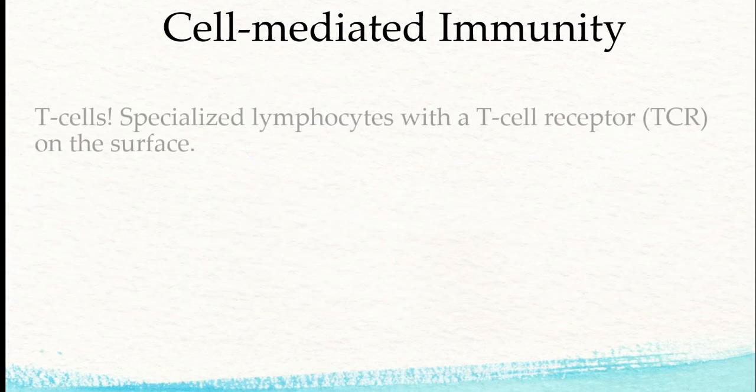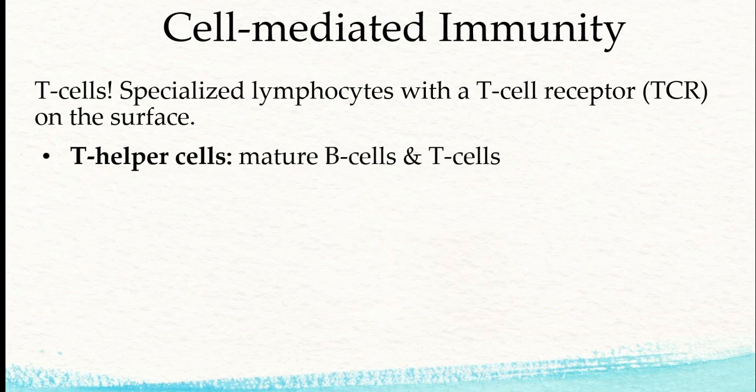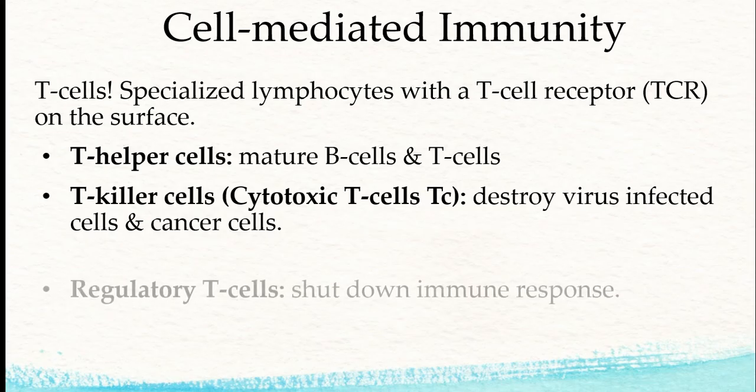All right, cell-mediated immunity, T cells, yay. These are specialized lymphocytes with T cell receptors, TCR, on the surface. We have helper cells. I believe one of the videos talked about that. Our mature B cells and the T cells are considered T helper cells. We already talked about the T killer cells. Another word we can use for them is cytotoxic T cells. Cytotoxic means it's toxic to the cells, right? So it's a killer. That's our little assassin in our bodies. They destroy virus-infected cells and cancer cells.